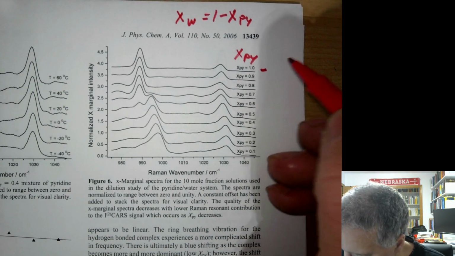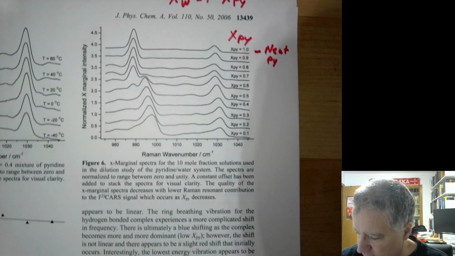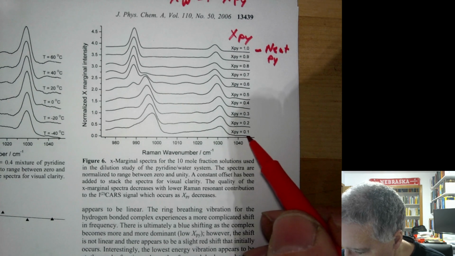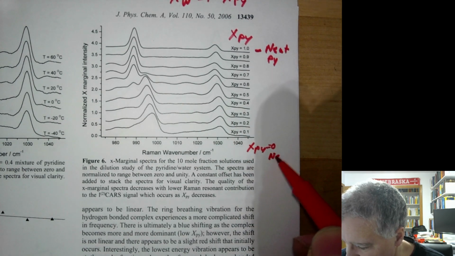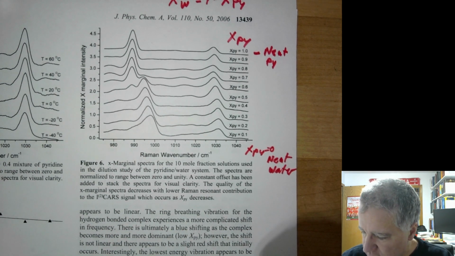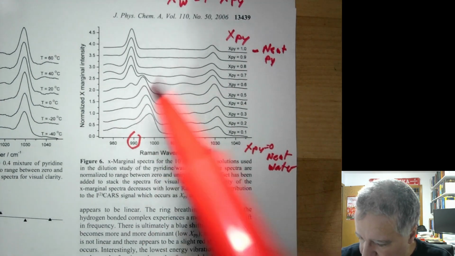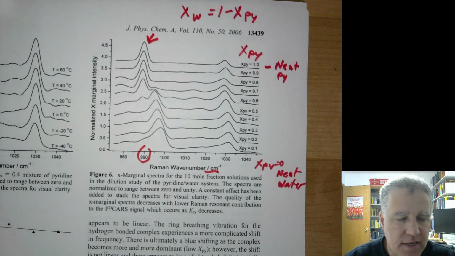So up here, this is what we call neat or pure pyridine. And then we don't get all the way to 0 because we're looking at pyridine. But if we were to get to XPY equals 0, that would be the neat water. But of course, we wouldn't see any signal then because we don't have any pyridine. Okay, so here's this ring breathing mode. It happens at about 990 wave numbers. And we can see right here that there's a very strong peak and only one peak there.